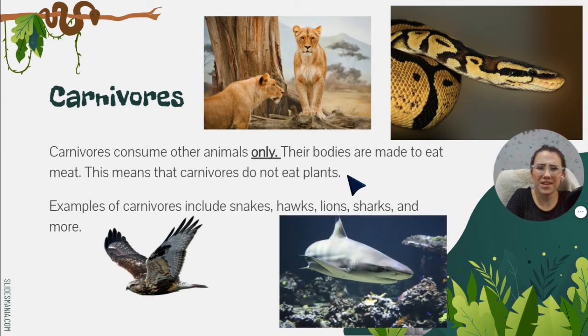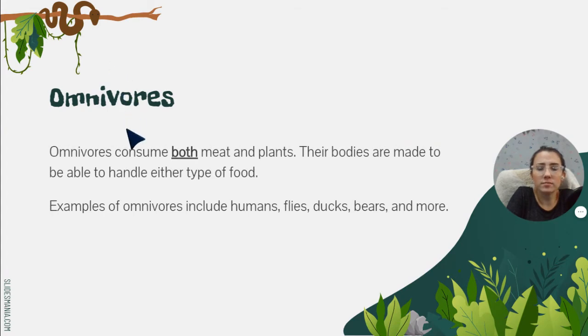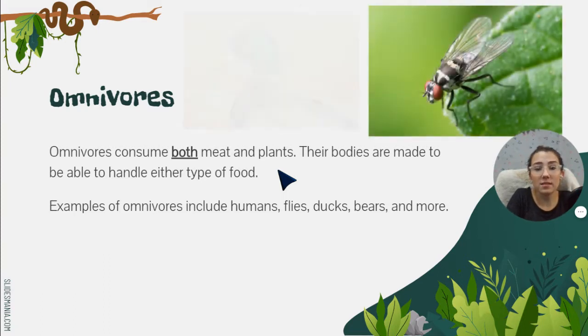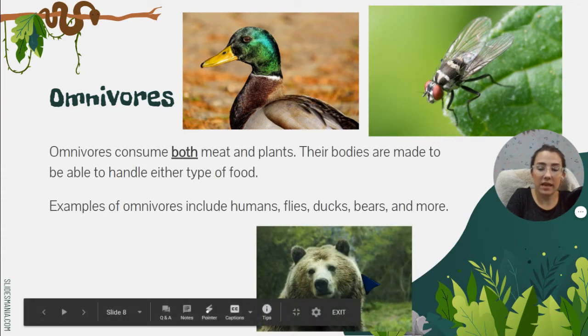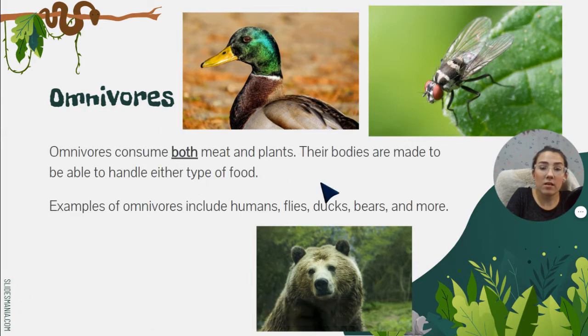So now, where do humans fit into this? I've eaten plants before, but I also really like meat. And we're omnivores. Omnivores are special. They can consume both meat and plants. Their bodies can handle either type of food, okay? So this includes humans, flies, ducks, and so are bears. Think about it. They eat fish, but they also eat berries too, right? So omnivores can eat both. Now, I want to stop here and I want you to think, okay?